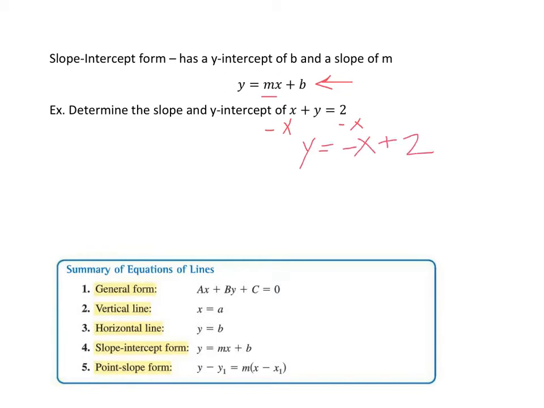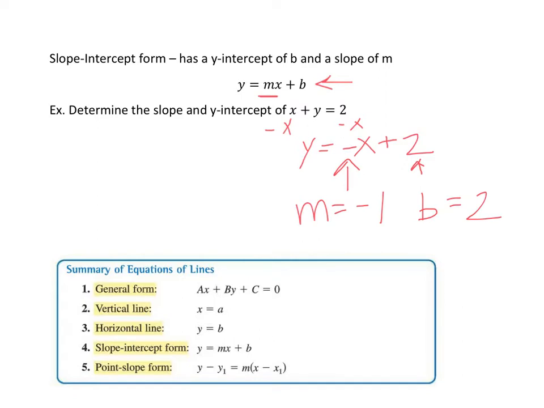Notice I put my x term first. So my slope comes from my number with x, so my slope is negative 1. The number standing alone, or my constant, is my y-intercept, we call b, which is 2.